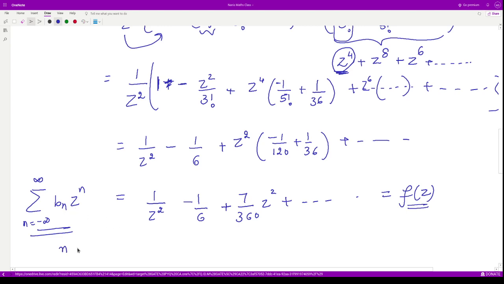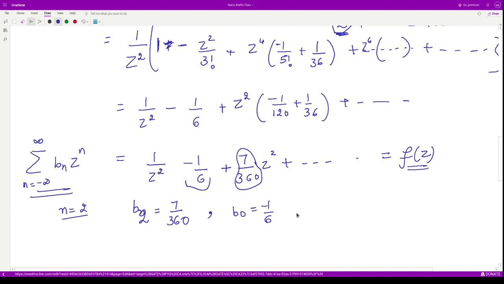If n is equal to 2, so that means we are talking about bn. So bn simply would be this term, b2 I mean, when n is 2. So b2 would be 7 by 360. Yes, and if you see this term, this would be our b naught. So b naught would be minus 1 upon 6, right? And if you see b minus 2, it would be the coefficient of this term, which is 1.